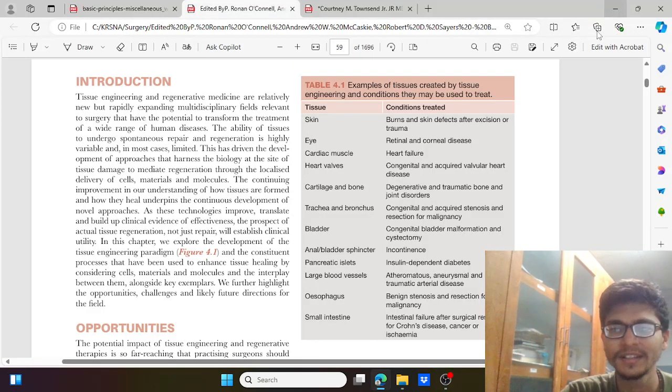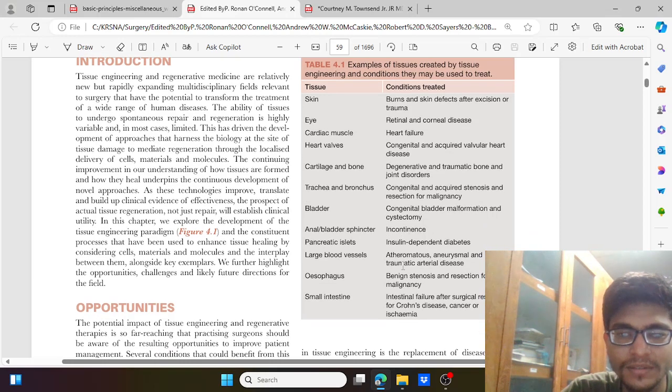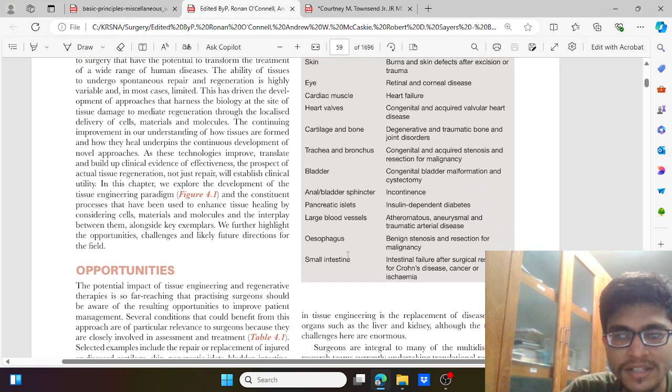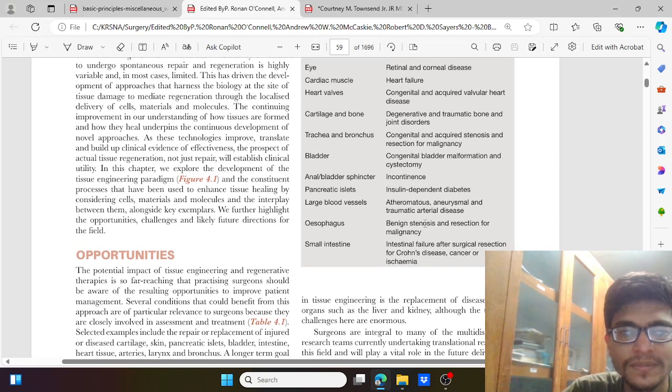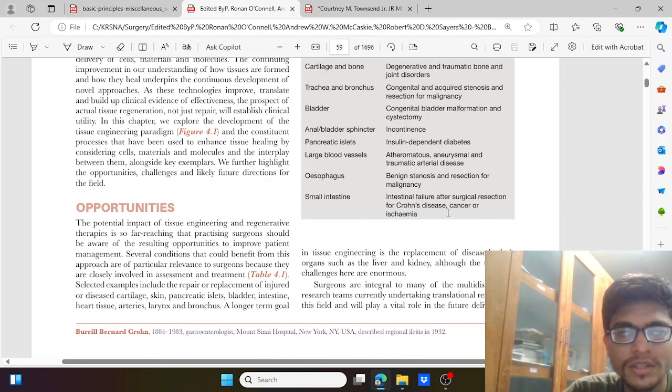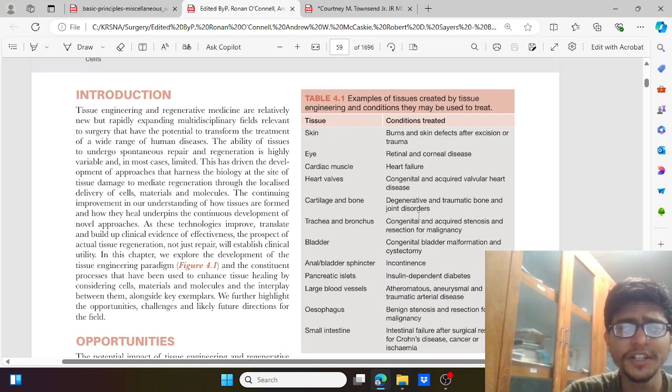Sorry for the delay. So we were at bladder, which can be reconstructed in congenital bladder malformation and cystectomy, and anal or bladder sphincters in case of incontinence, pancreatic islets in case of insulin dependent diabetes, blood vessels in case of atheromatous disease, aneurysms or traumatic arterial disease, esophagus for benign stenosis or in case of malignancy, intestine as we have seen in Crohn's, cancer or ischemia. So these are some possibilities of other uses. And so let's get ahead.